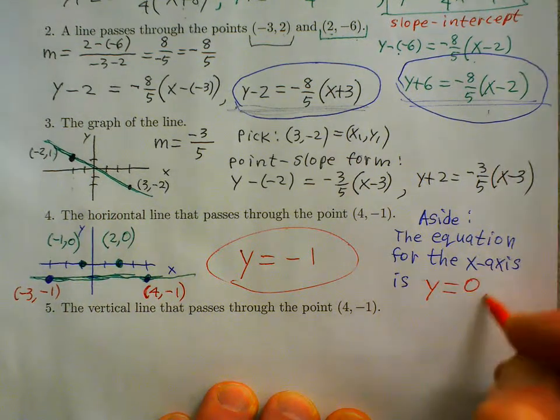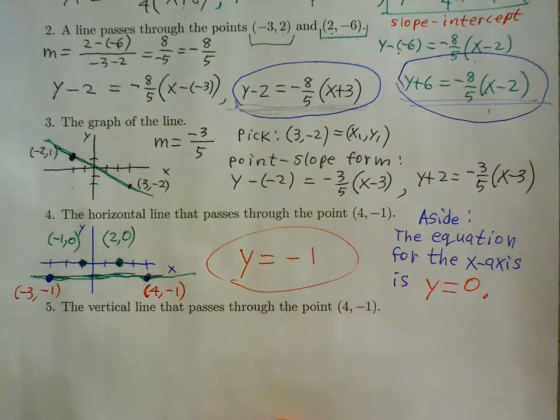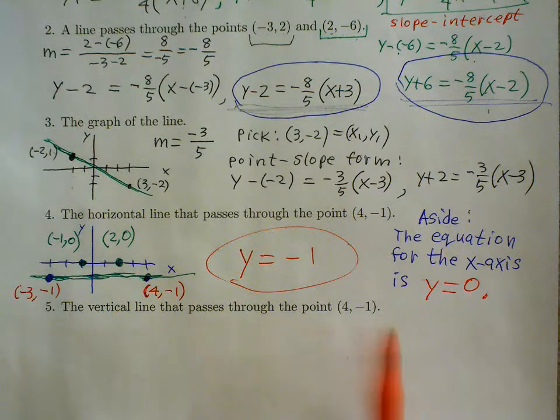So in the xy plane, every horizontal line has an equation of the form y equals some number, and that number is the same as the y coordinate of every point on that horizontal line.